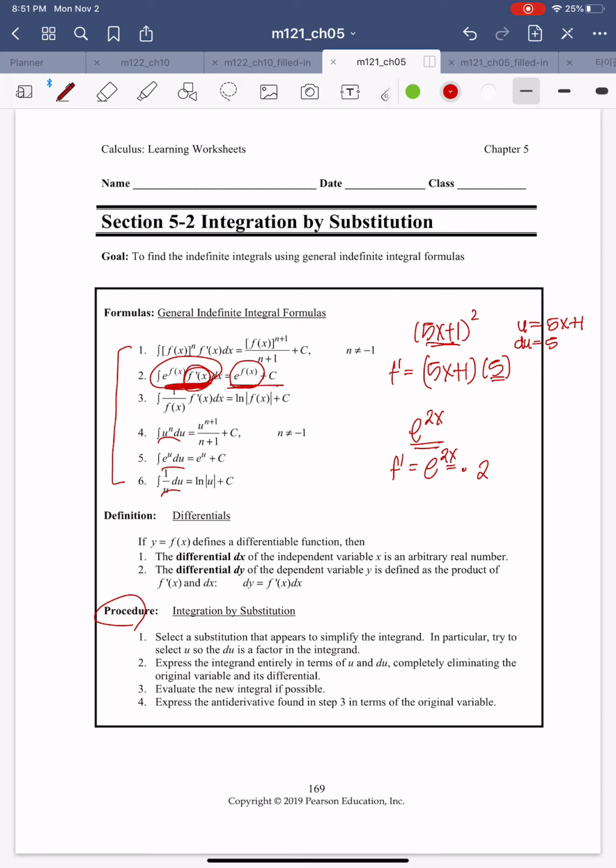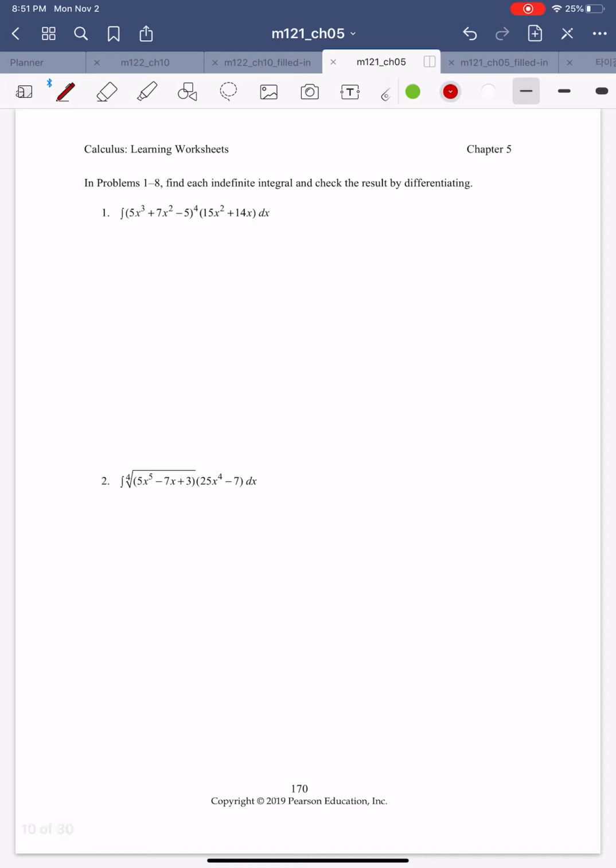Select a substitution that appears to simplify the integrand. We don't want to make it more complicated, so you want to select the u to make the polynomial simple. In particular, try to select u so the du is a factor of the integrand, so it cancels out. Express the entire integral in terms of u and du because we don't want two different variables. Okay, so we want to just stick with one. Evaluate the new integral if possible. Express the antiderivative found in step 3 in terms of the original variable. So let's go ahead and I'm going to show you how to do this one.